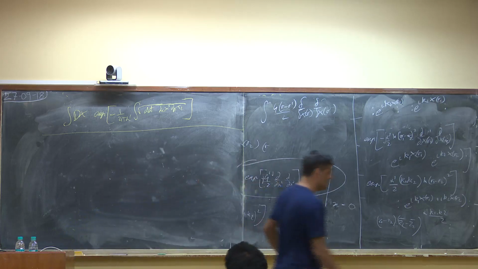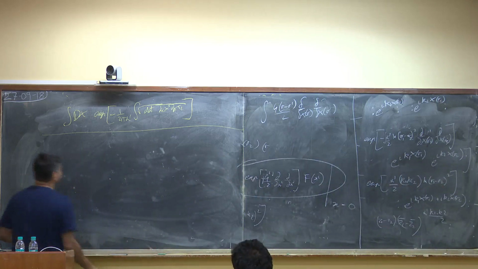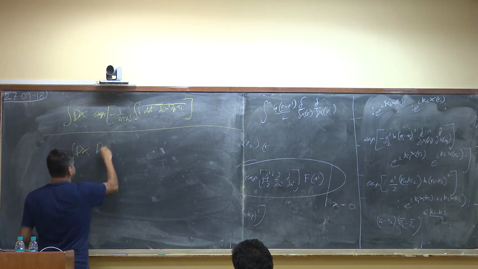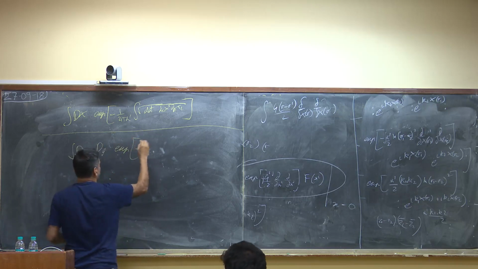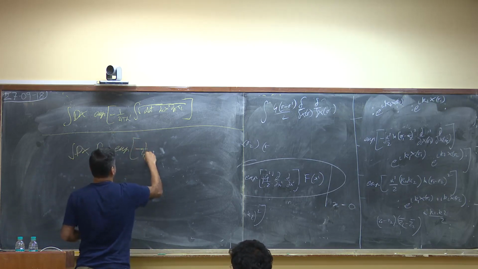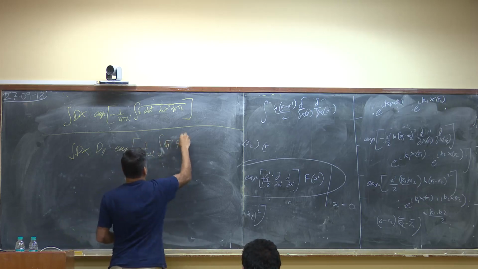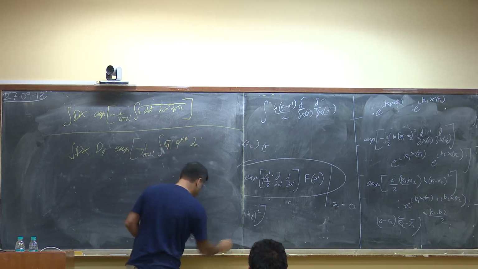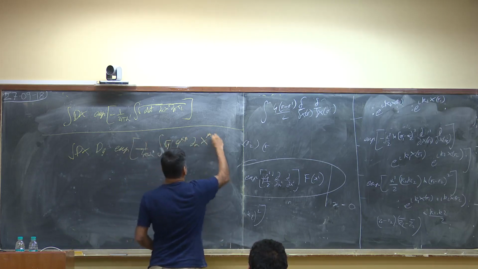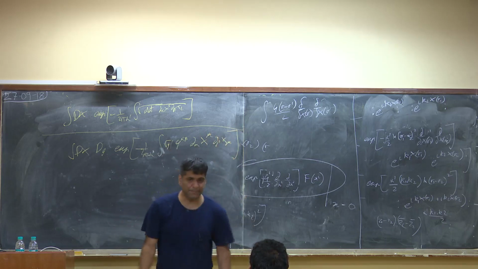Okay? So, fine. So what we have here is now this Polyakov action. So we will replace this by dX dg, exponential of minus 1 by 4 pi alpha prime, the integral of square root g, g^{alpha beta} del_alpha X^mu del_beta X_mu. This is the path integral we want to calculate.